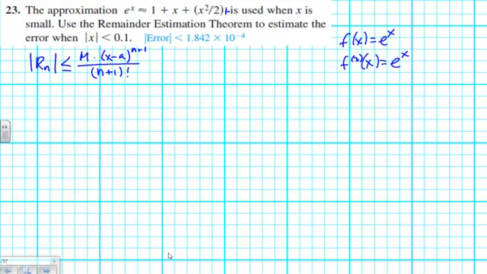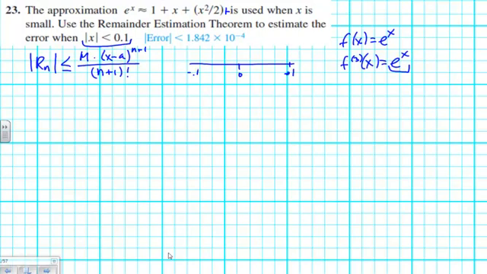All right? Now, the next thing we need to say is, based on that n plus 1 derivative, what's the largest value that that function takes on on the interval that we're interested in? Now, the interval that we're interested in is described right here. That absolute x has got to be less than 0.1. In other words, here's 0, here's negative 0.1, and here's positive 0.1. And so we're anywhere on that interval.